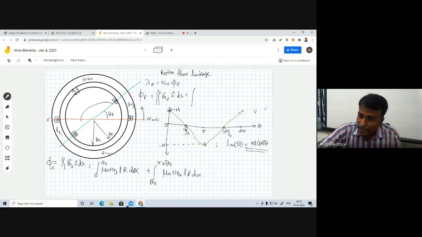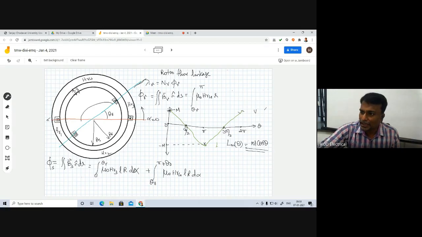Here the rotor reference will start from this green line. Rotor reference will start from here, so I can write this angle as theta r to pi. What is the magnetic field intensity? HR4. So I can write mu naught HR4.